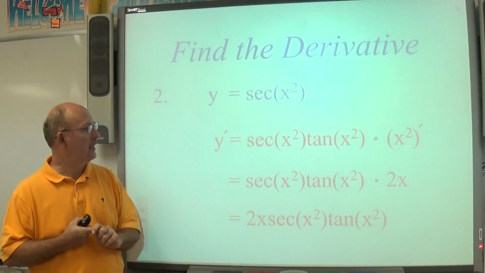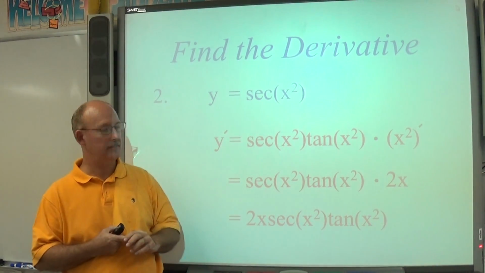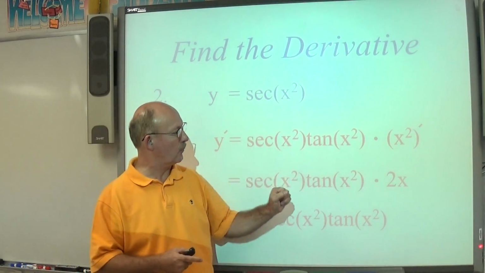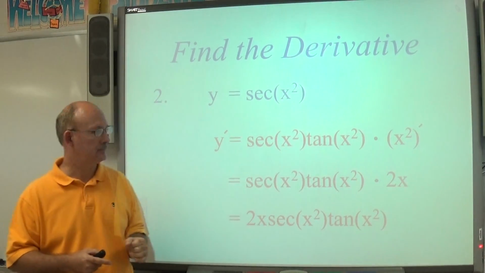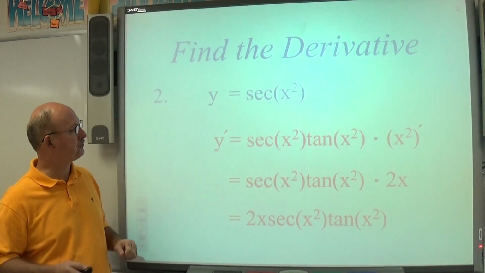That's the derivative. So remember, secant is the outside part, the derivative of secant is secant tangent. So it'll be secant x squared tangent x squared times the derivative of x squared, which is 2x. So this is our derivative here.